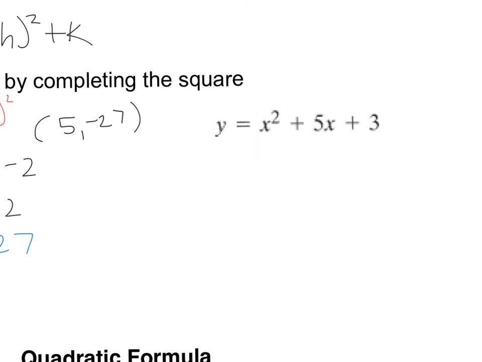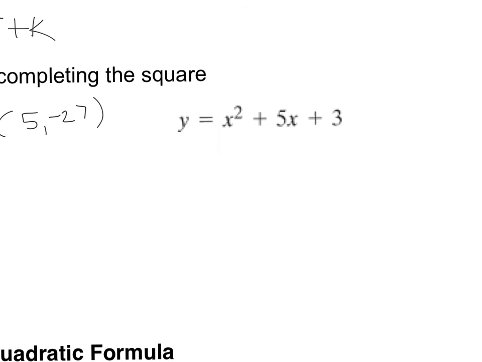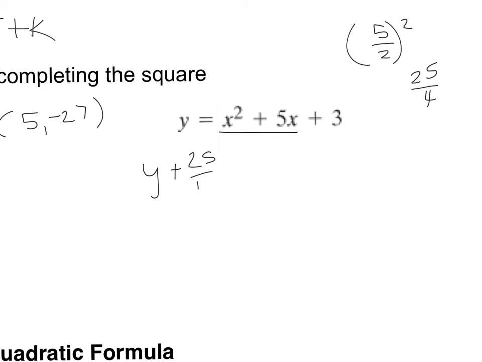So over here, I look at my a and b, so I'm going to take half of 5 and square it. So it's 5 divided by 2 squared. So it's going to be 25 fourths. So I'm going to add 25 fourths to each side. So it's going to be y plus 25 fourths equals, and now I'm going to write it as x squared plus 5x plus 25 fourths. You still got that plus 3.